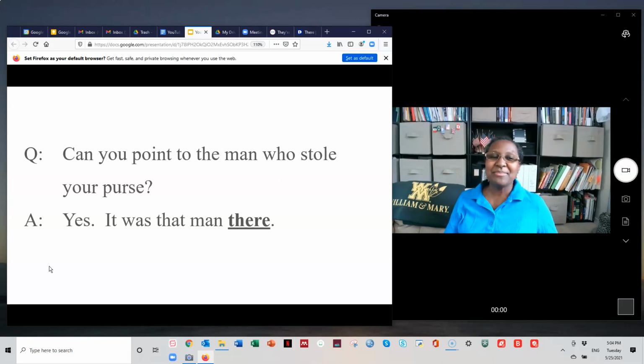Question, can you point to the man who stole your purse? Answer, yes, it was that man there. So if you're trying to describe a particular person by indicating who they are, you can use the word there. It was that man there.